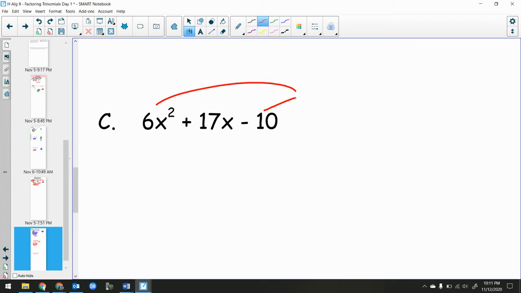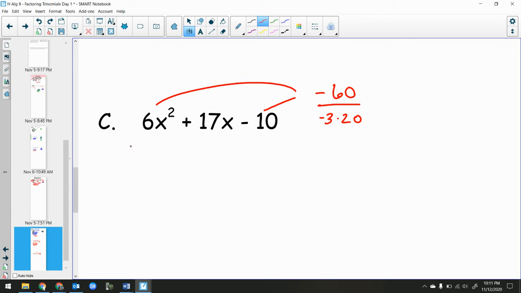All right. So I've got 6 times a negative 10, negative 60. So one of my factors is negative and one of my factors is positive. Now I've got to get to 17. So that's going to be a negative 3 times 20. Negative 3 times positive 20.